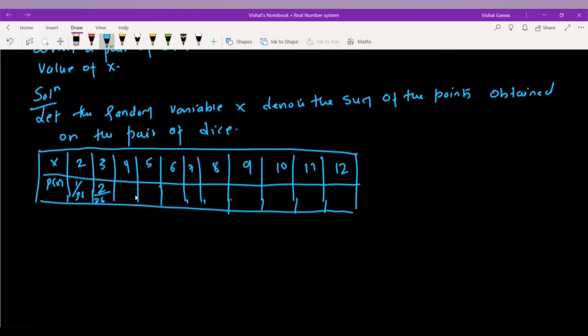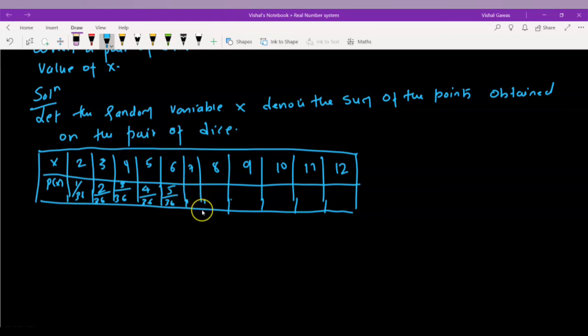What about 4? I can get 1 3 or 3 1, or also 2 2 on both, so that would be 3 over 36. I hope I'm correct on this. Then 5, I can get 4 1, 1 4, 3 2 or 2 3, so there will be 4 over 36. I hope I'm going in the correct direction. For 6, I can get 5 1, 1 5, 4 2, 2 4, or 3 3. So together they would be 5 over 36.